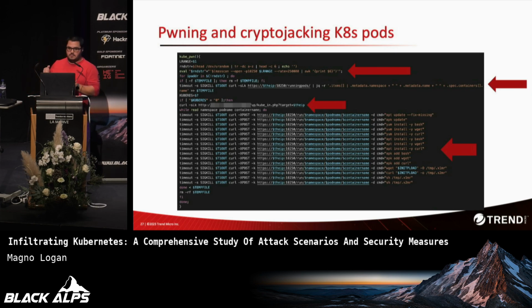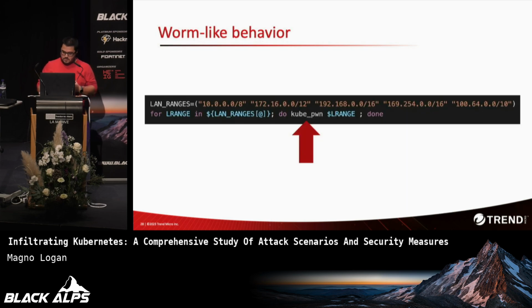Why did we say that this is a worm-like attack or worm-like behavior? Because they don't stop there. They look at the IP ranges, the private IP ranges. So they look across all your network and try to exploit as many kubelets and Kubernetes clusters as possible. They scan all that and run the kubepwn function for all those ranges. So that's why we said that.